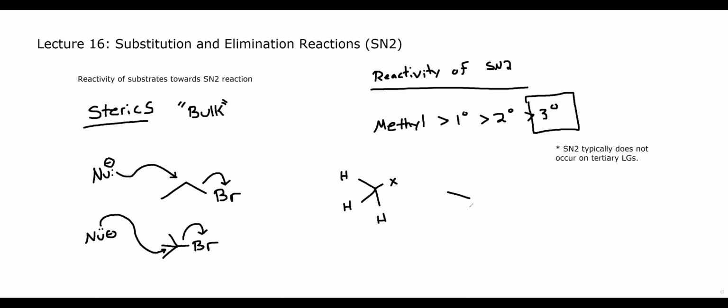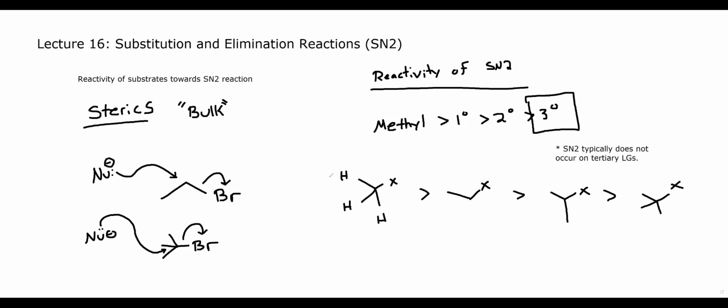A primary is if we have something like this, right? The leaving group is connected to one other carbon. A secondary would be if the leaving group is attached to two other carbons. The carbon that the leaving group has is connected to two other carbons. And then a tertiary is when that carbon is connected to three other carbons. Okay, so the methyl is going to be the fastest, followed by the primary, followed by the secondary, followed by the tertiary. Okay, this is the reactivity trend for SN2.